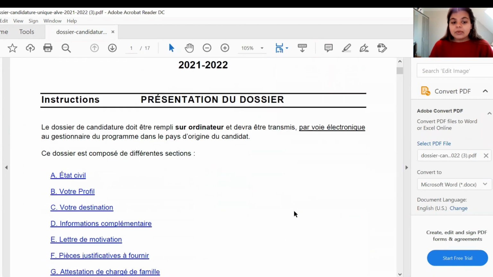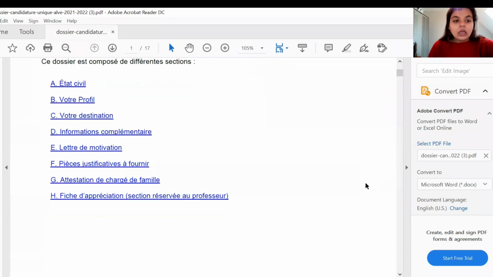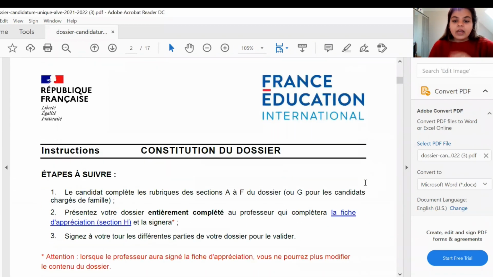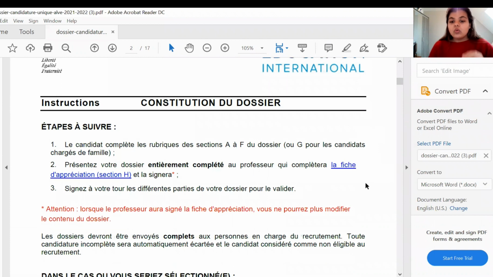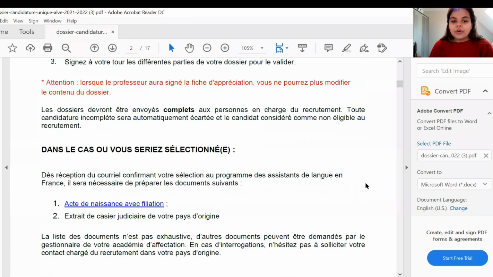What is the first step that you need to do? I'll share my screen once again so that it gets clear. So this is the screen that you will be seeing. This I have already read, so I'll tell you once we reach that particular part what to do and what not to do.